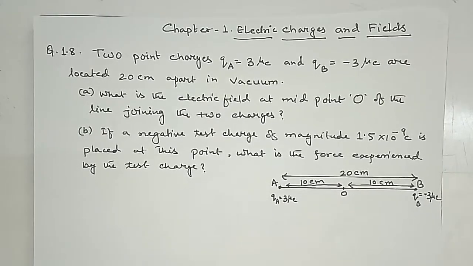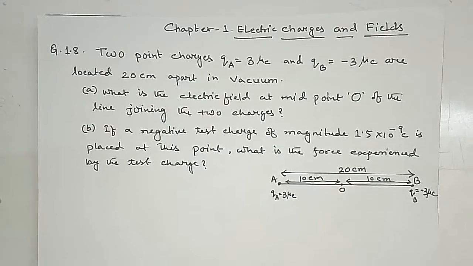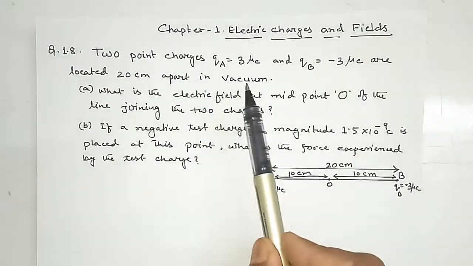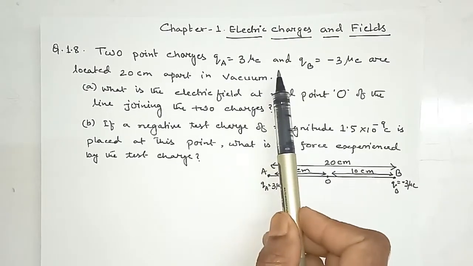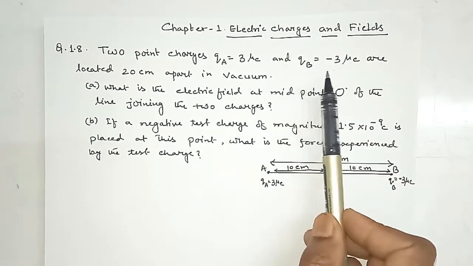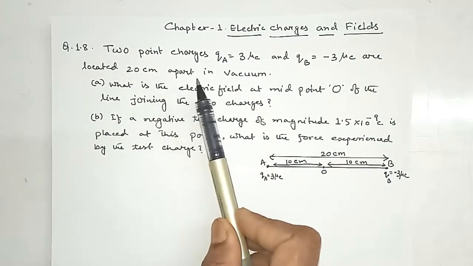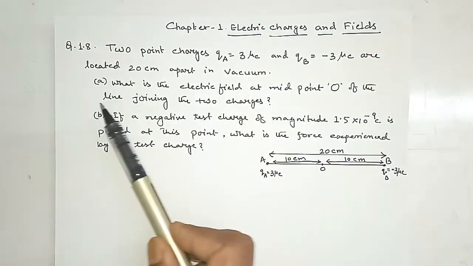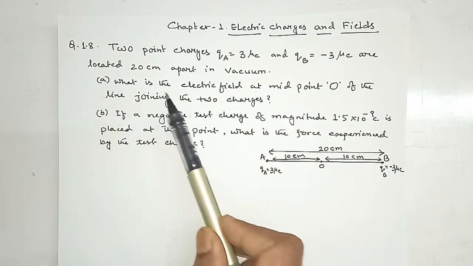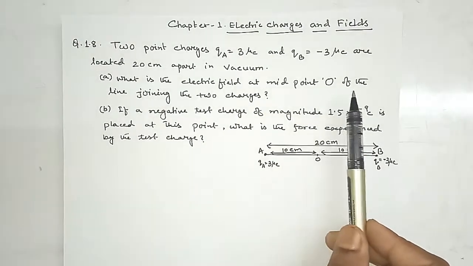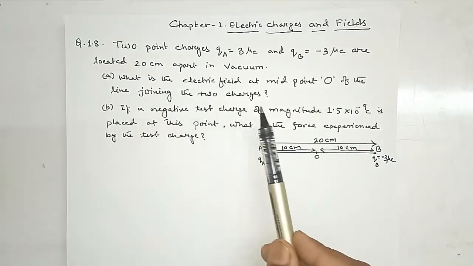ऑन चैप्टर इलेक्ट्रिक चार्जेस एंड फील्ड। The question is that two point charges QA equal to 3 microcoulomb and QB equal to -3 microcoulomb are located 20 centimeter apart in vacuum. So question A is that what is the electric field at midpoint O of the line joining the two charges?